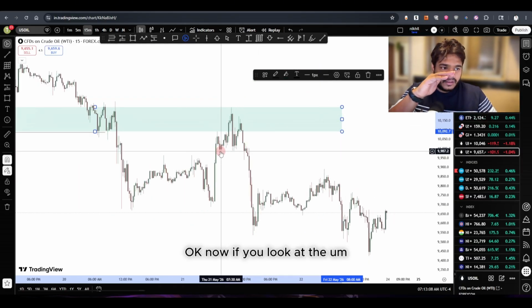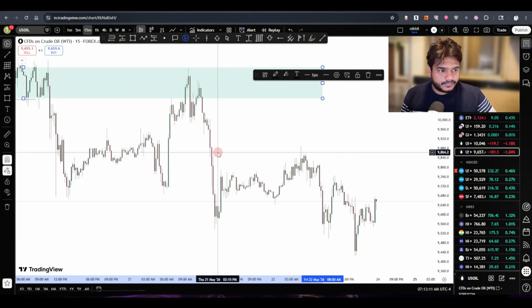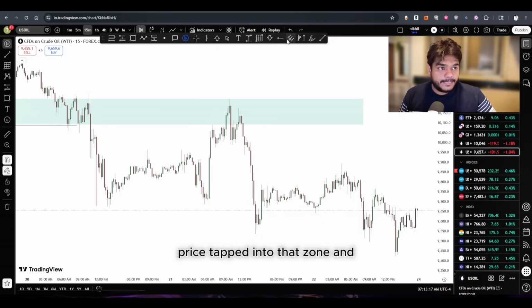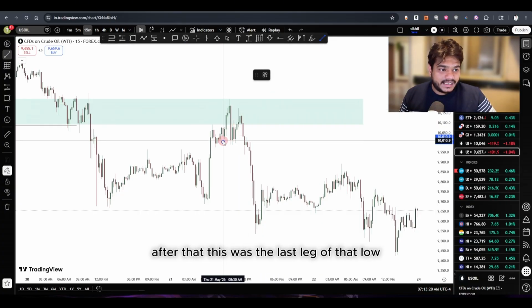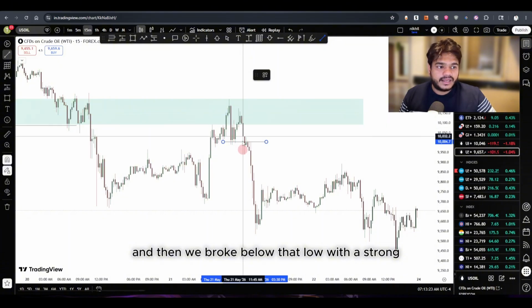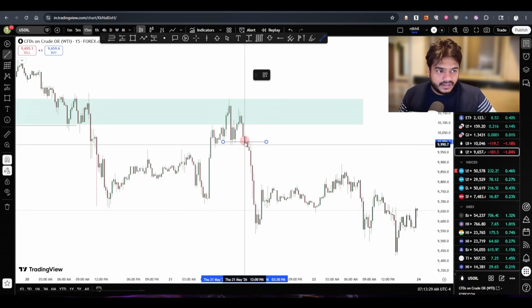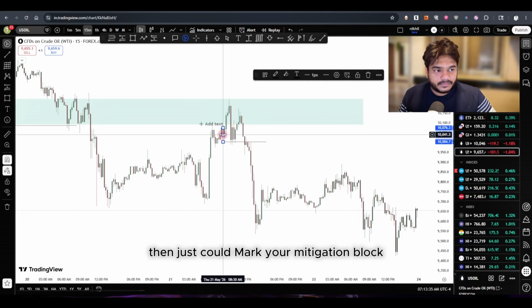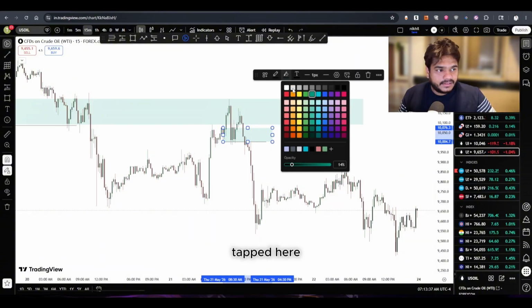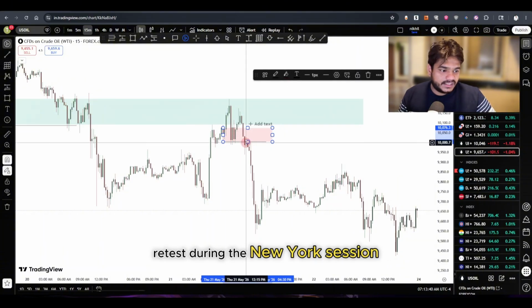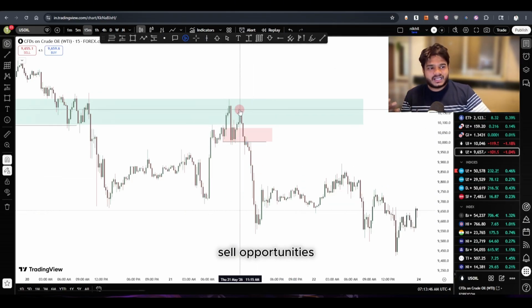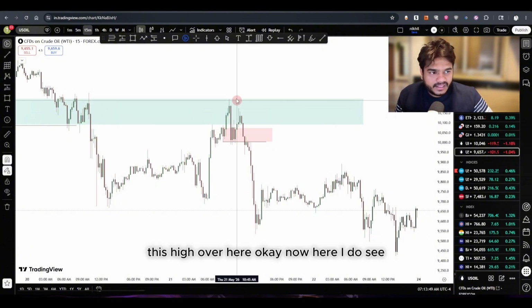Now if you look at the structure, they are making higher highs and higher lows. Price tapped into that zone, and after that, this was the last leg of that low, and then we broke below that low with a strong displacement. This could have been your entry from this candle right here because we had a close over there. Then you could mark your mitigation block, tapped here, retest during the New York session only, and then we could have looked for our sell opportunities. Stop loss would have been this high or this high over here.